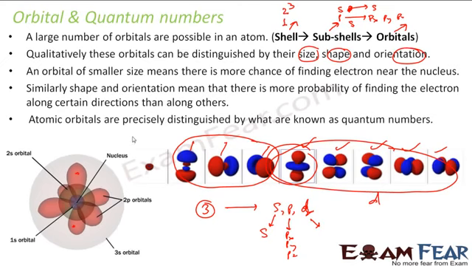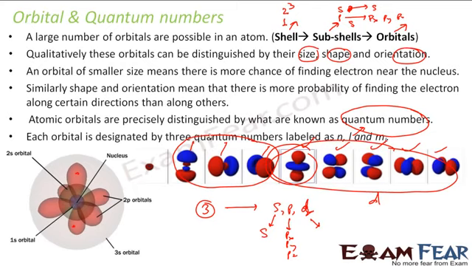And atomic orbitals are precisely distinguished by quantum numbers. We'll discuss these quantum numbers. We can easily distinguish the atomic orbitals by the quantum numbers. For given quantum numbers, we can tell what the shape of the atomic orbital will be, how far it will be from the nucleus, and all this stuff. There are four quantum numbers, and they give the exact orbitals.